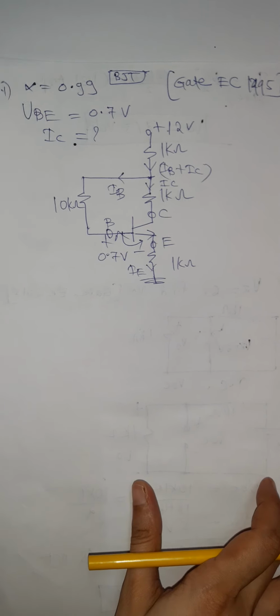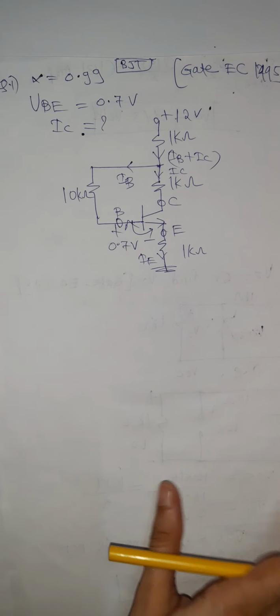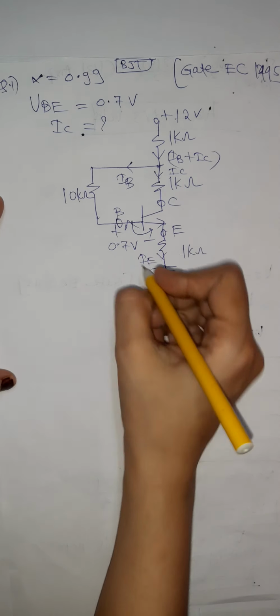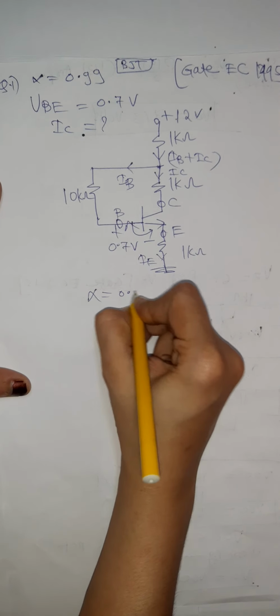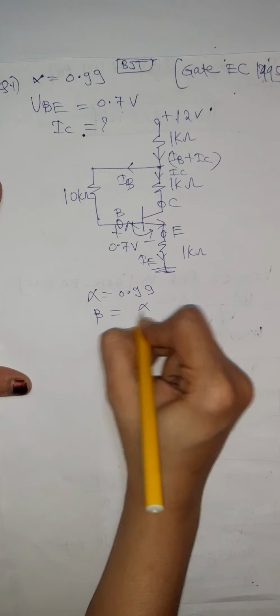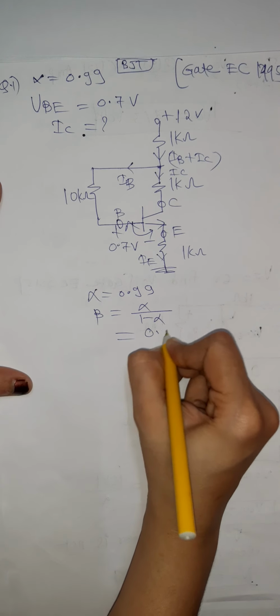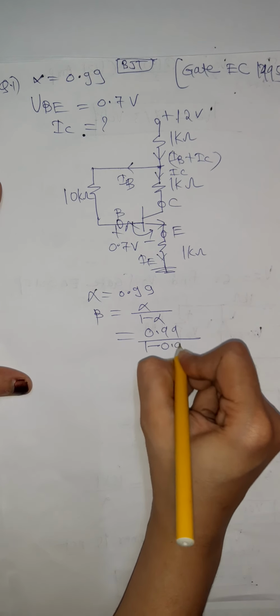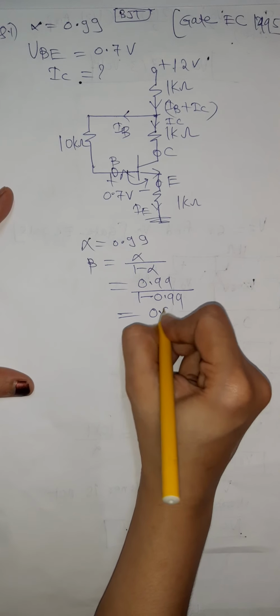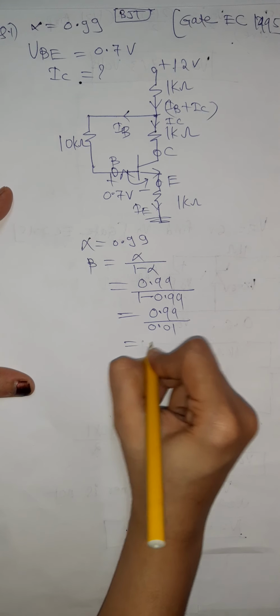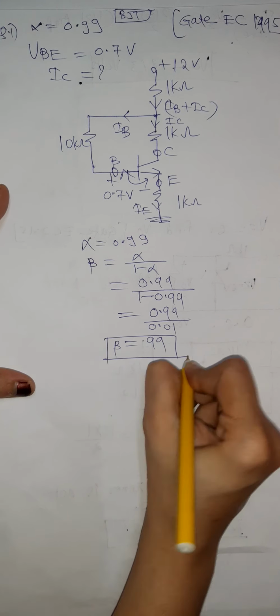So first of all, we will find what is the value of beta. As it is common emitter amplifier, we should know the value of beta. So alpha is equal to 0.99 and beta is equal to alpha upon 1 minus alpha. That is 0.99 divided by 1 minus 0.99. So it will be 99. Beta is equal to 99.